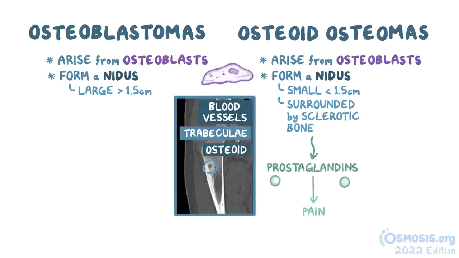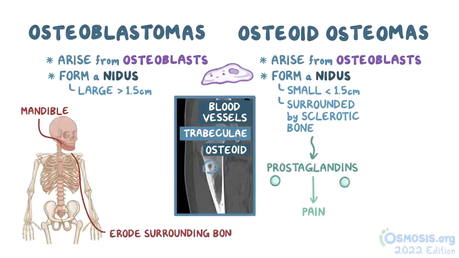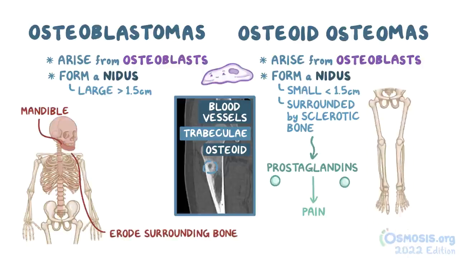That ring of sclerotic tissue often produces prostaglandins, which are small molecules that trigger the sensation of pain. Osteoblastomas also tend to affect the bones of the axial skeleton, usually the mandible, and erode the surrounding bone. In comparison, osteoid osteomas typically affect the diaphysis of long bones like the tibia and don't usually erode the surrounding bone.